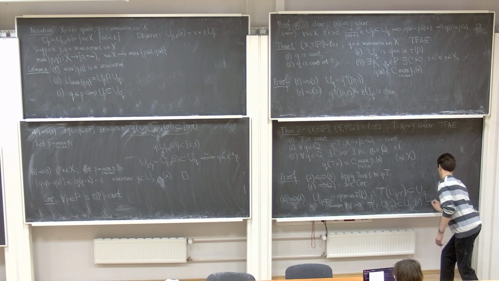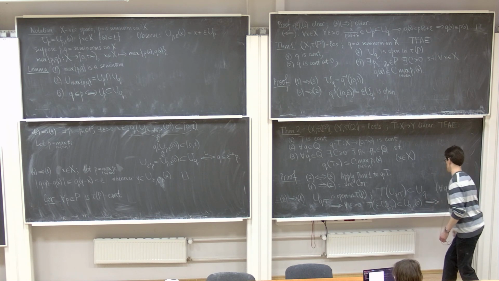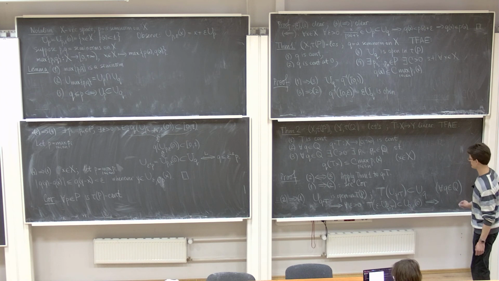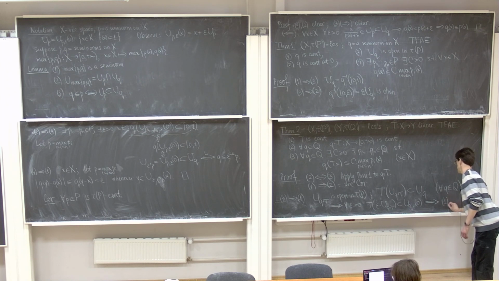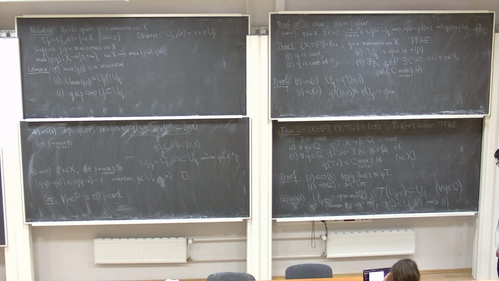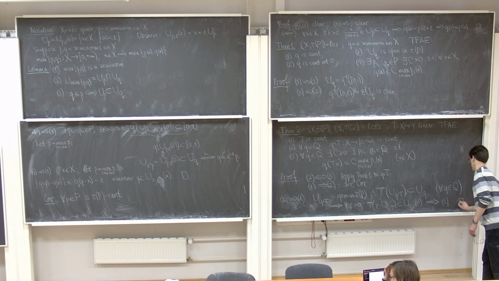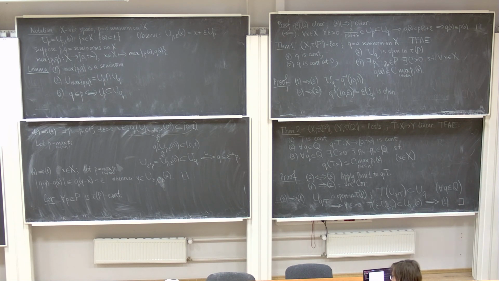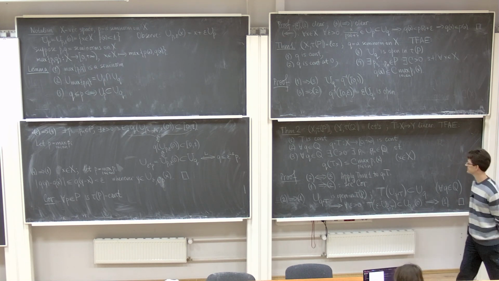But we already know that a linear operator is continuous at 0 if and only if it is continuous. So this implies the continuity of T. And this completes the proof. So we see that all three conditions are equivalent.